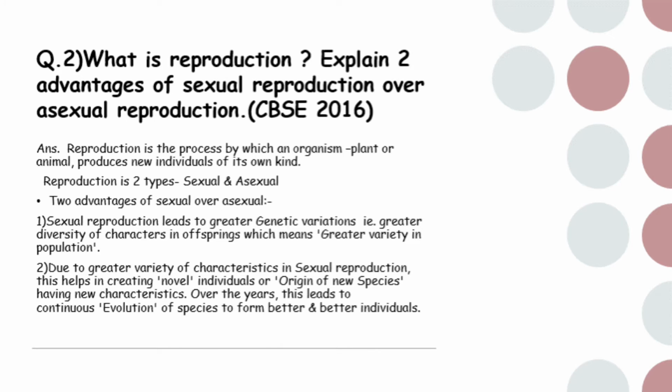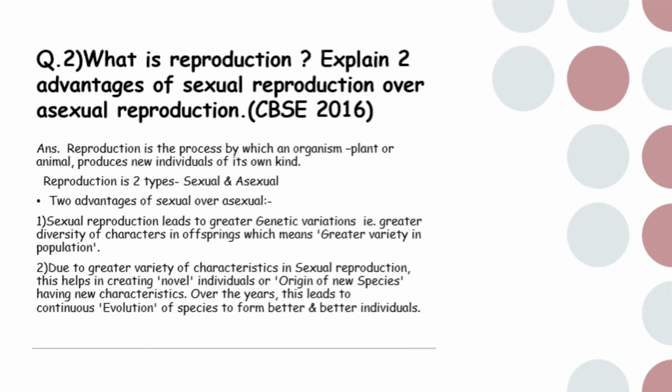Question number 2. What is reproduction? Explain two advantages of sexual reproduction over asexual reproduction. This question came in CBSE 2016 paper. So first of all, what is reproduction? Reproduction is the process by which an organism, plant or animal produces new individuals of its own kind.